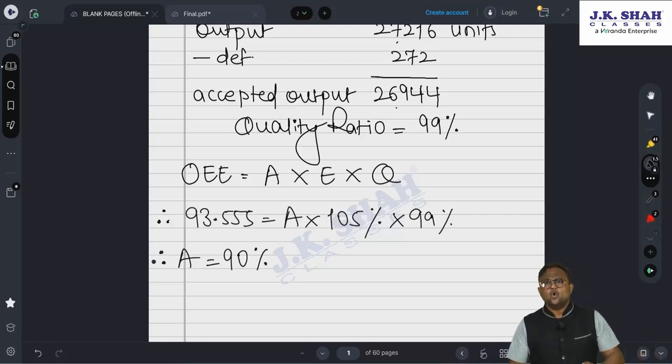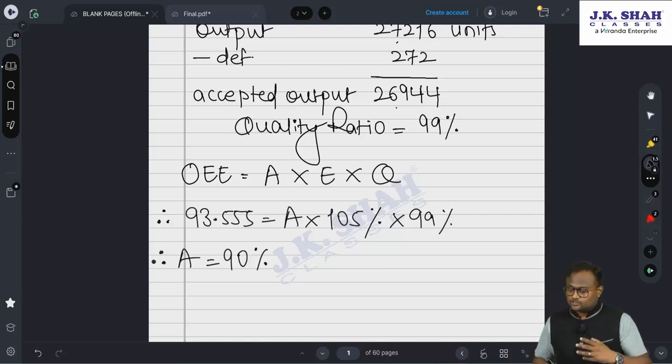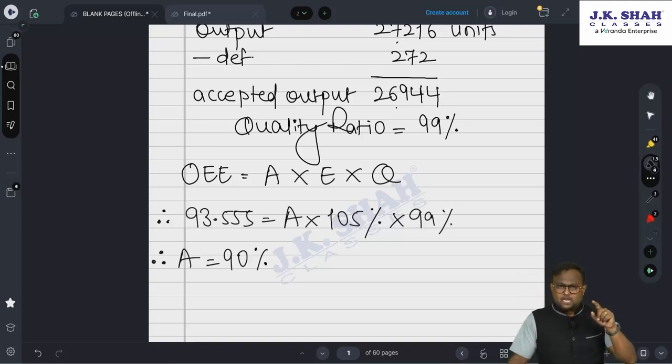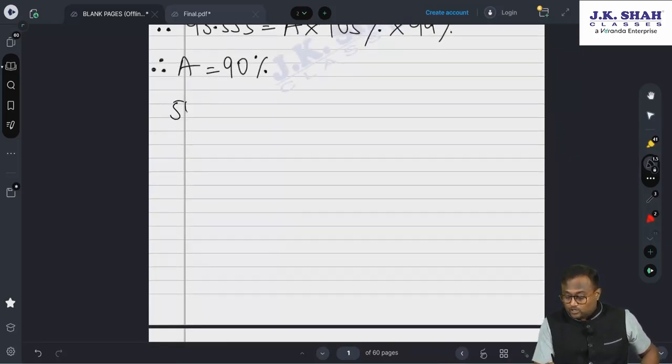Have you understood this? OEE is a product of availability, efficiency and quality. 1% was rejected, that means 99% was accepted. So quality is 99%. Efficiency, the productivity ratio, is given as 105. Total OEE is also mentioned, which indicates that availability should be 90%. Now, out of total 540 minutes, 60 minutes you are not working. That means you are working for only 480 minutes.